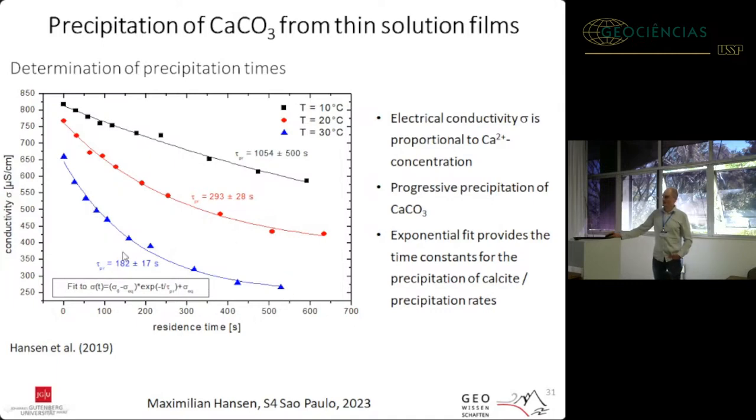And if you provide an exponential fit to that, you get the time constant for the precipitation of calcium carbonate. And this equation just follows from all the equations I showed you in the theory part. And these values are indeed in very good agreement with what Wolfgang Dreybrodt did back in the 80s. Okay.